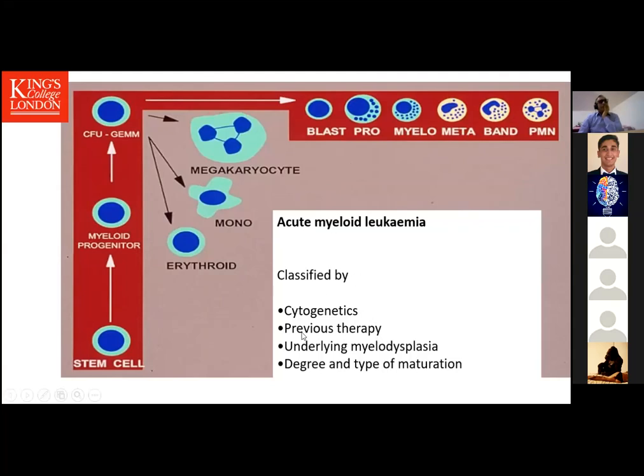Fine. So these are the tests you'll do. Now the WHO classification of AML is by cytogenetics, whether it has had previous therapy, which is called therapy-related AML, and whether it has a background of myelodysplasia, which is Myelodysplastic Syndrome, and also the degree and type of maturation. You don't really need to go into the detail of that. You can look at the WHO classification of AML if you think it would be relevant for your exam.